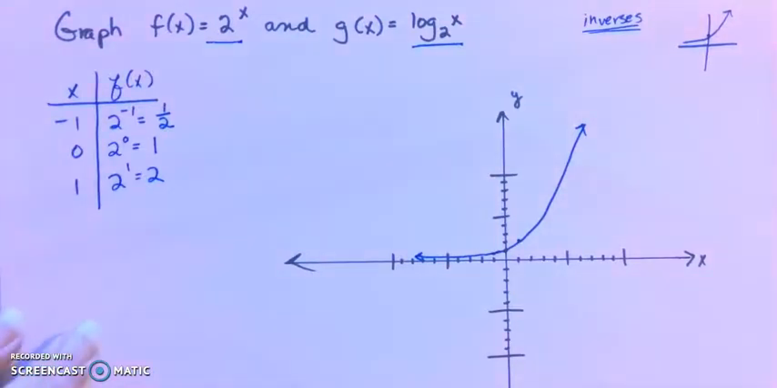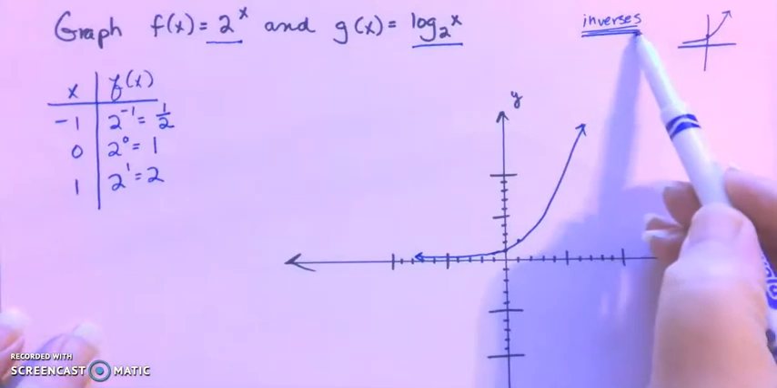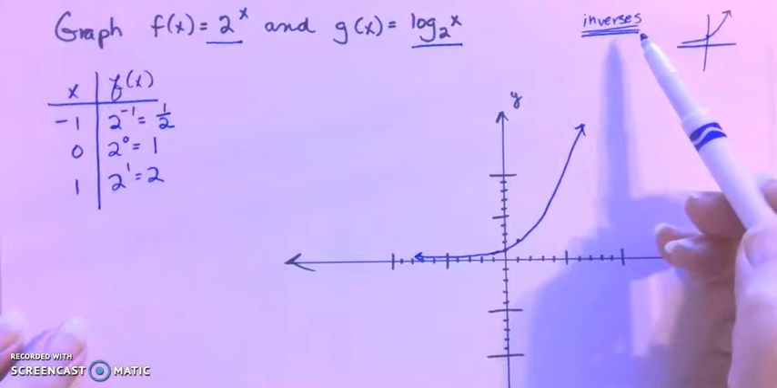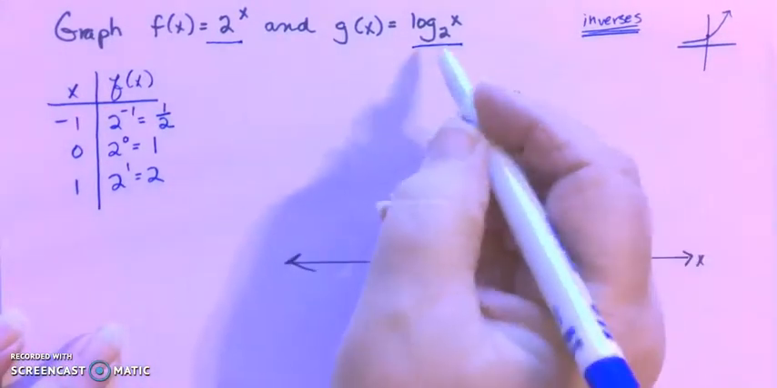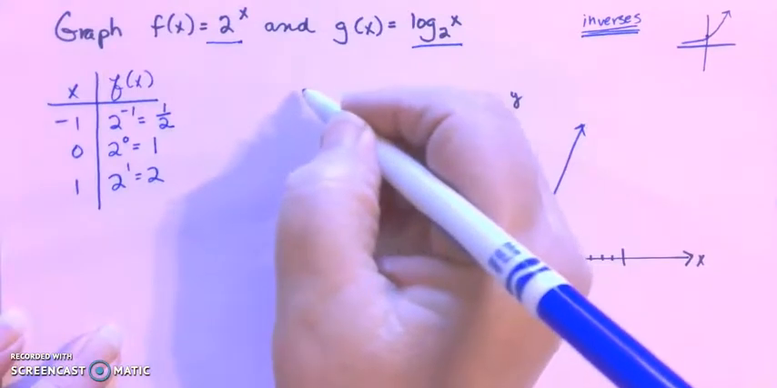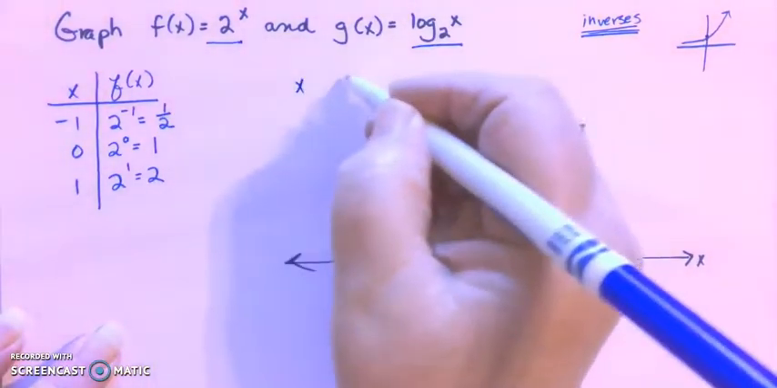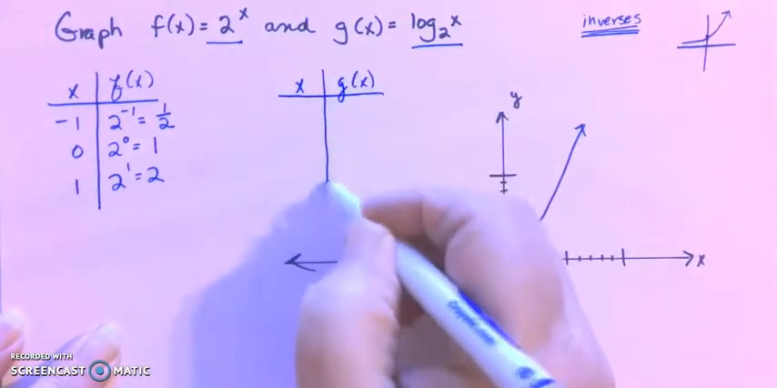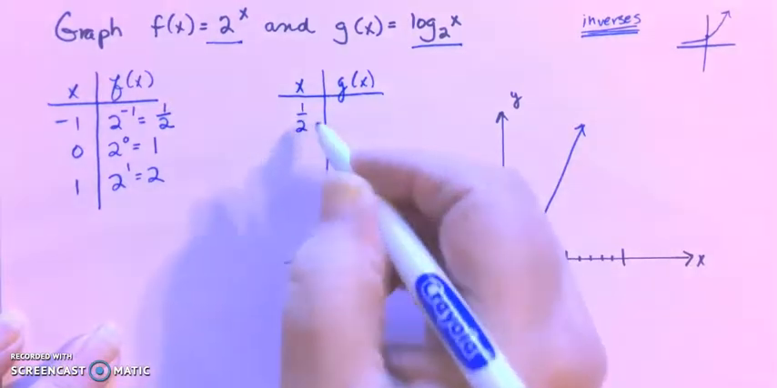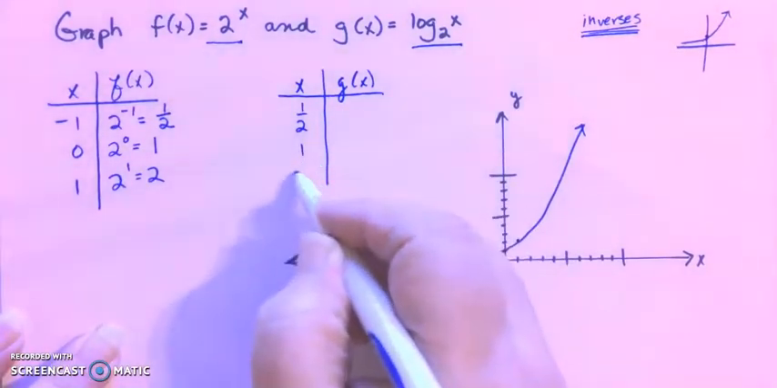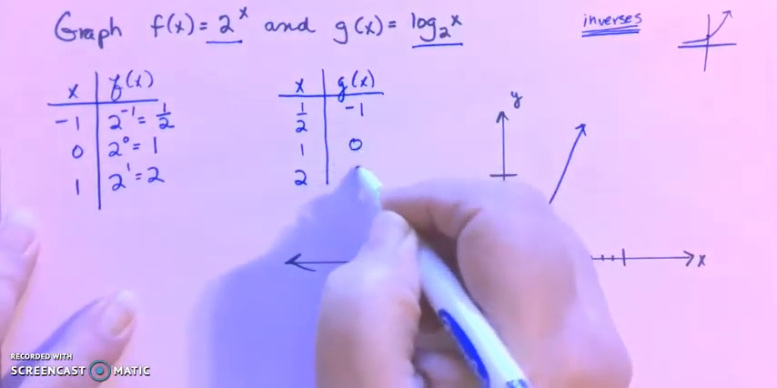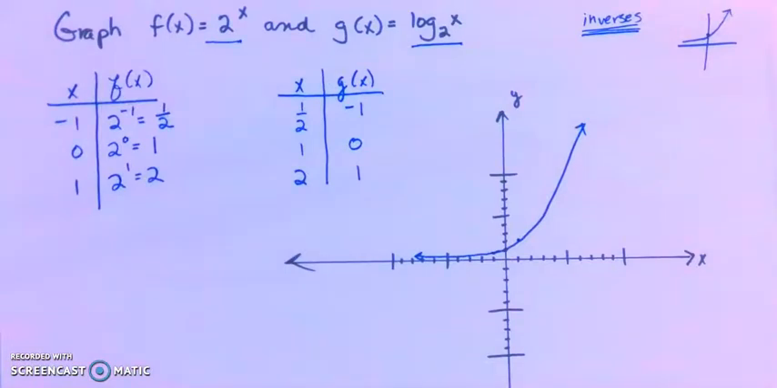Now, remember that we're talking about inverses, and when we have functions that are inverses of each other, they swap their domains and ranges. So that means for my log function, I'm going to have x values and g of x values, and they are going to be the reverses of what I had for its inverse. So my x coordinates become my y coordinates, and the y coordinates become the x coordinates.